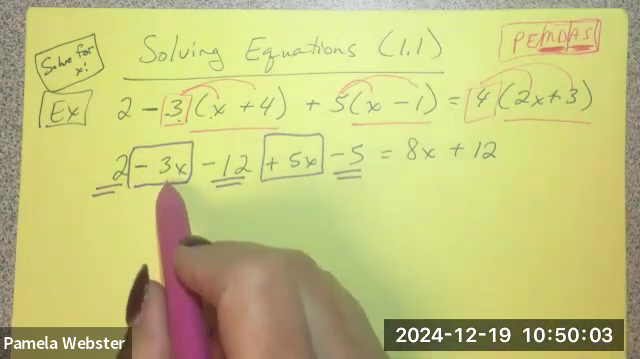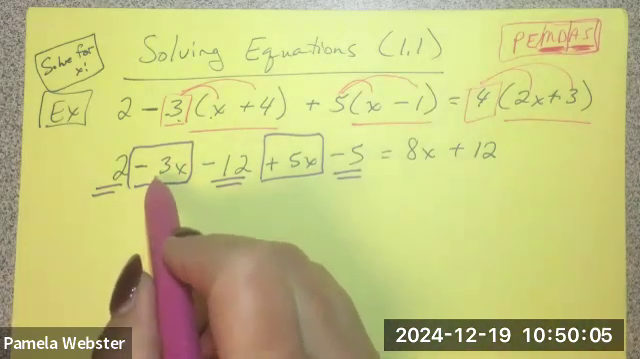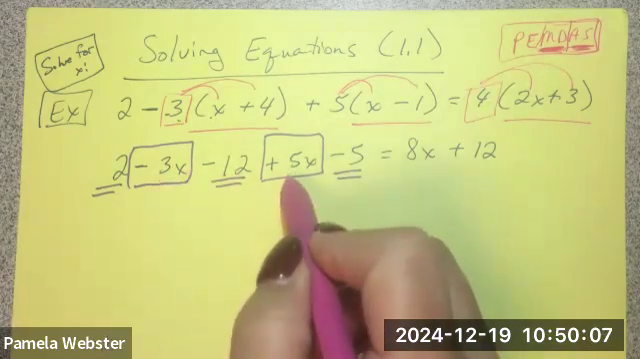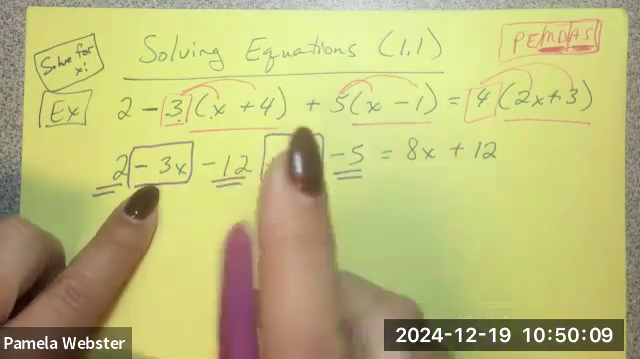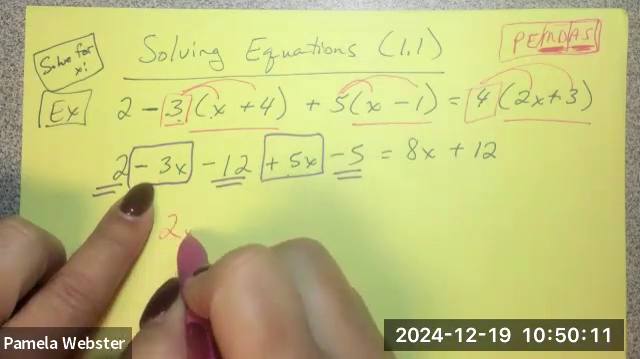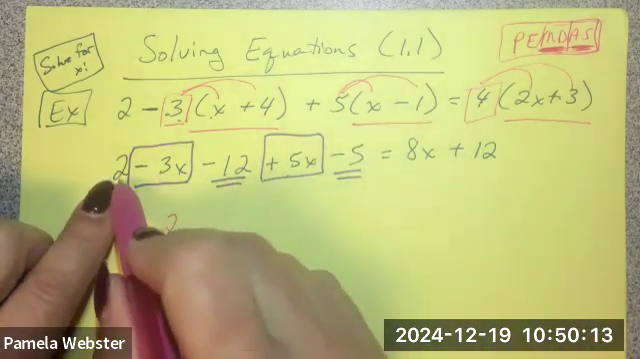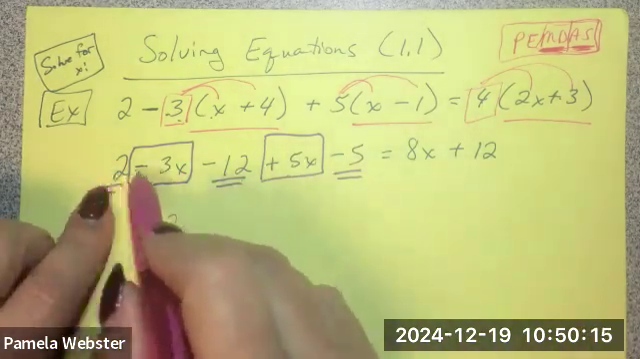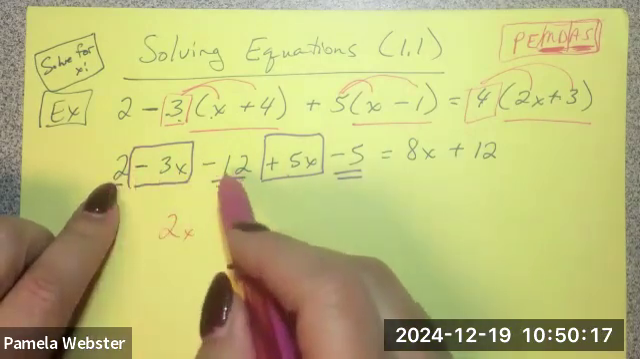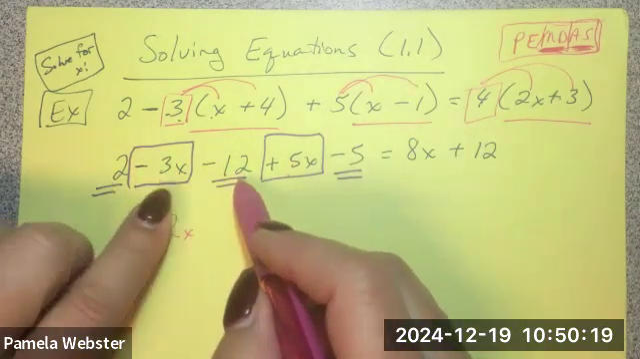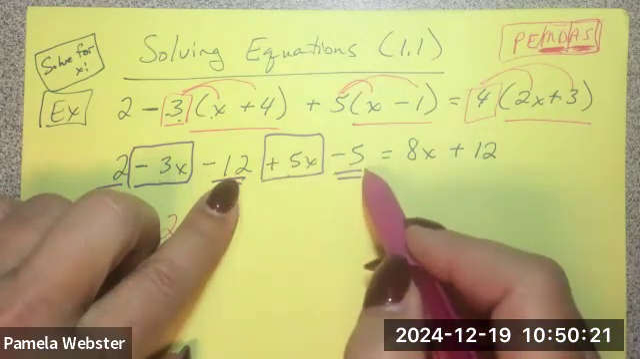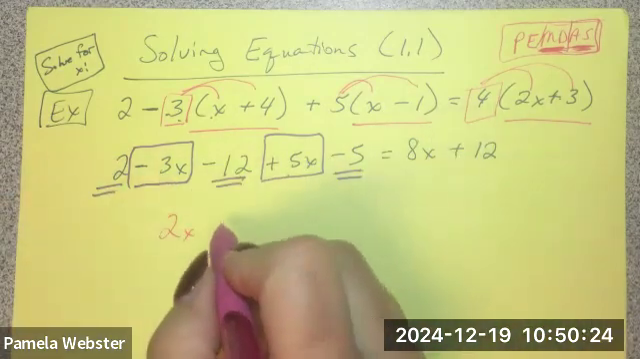So let's do this. X's first. So I've got minus 3x plus 5x. Do your signed number arithmetic. That's a positive 2x. And then I've got 2 minus 12, and again, I'm doing this left to right, okay? So 2 minus 12 is a negative 10, and a negative 10 minus 5 is a negative 15.